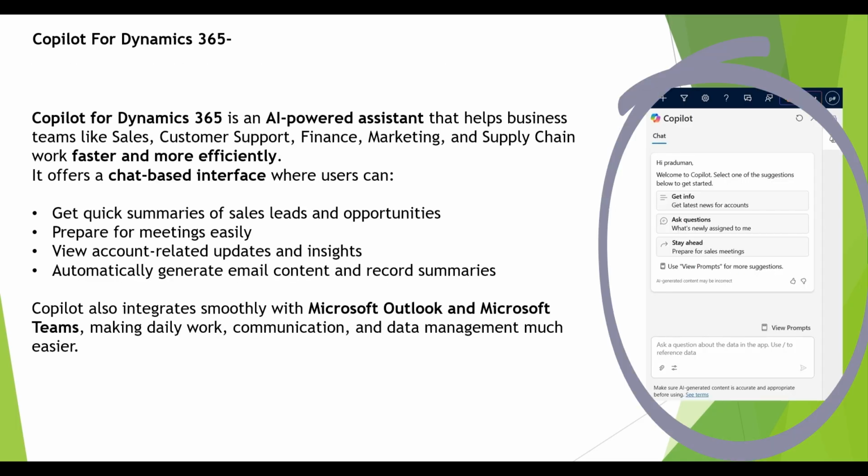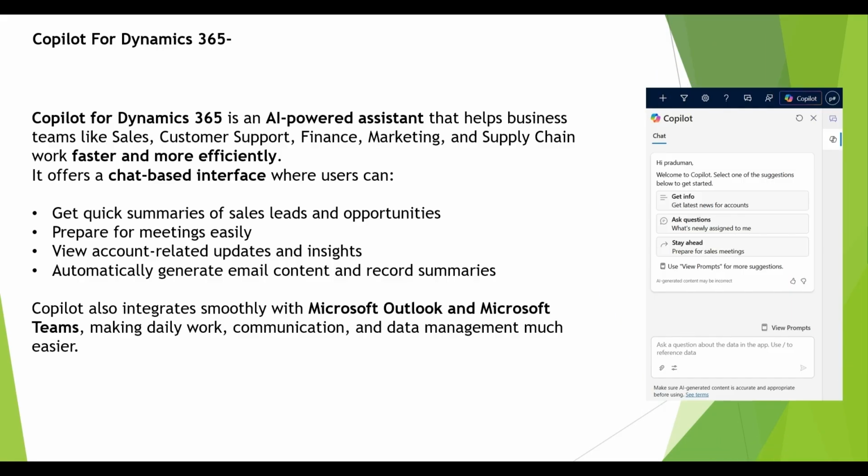Copilot for Dynamics 365 is an AI-powered assistant that helps business teams like sales, customer support, finance, marketing, and supply chain work faster and more efficiently. It acts like a smart helper inside Dynamics 365, using AI to understand your data and give quick answers. This helps teams reduce manual work and make better decisions.